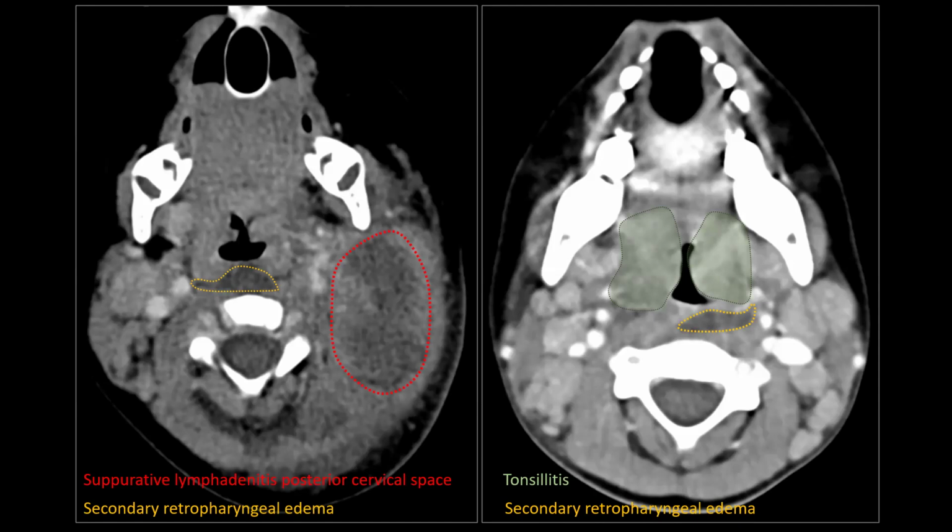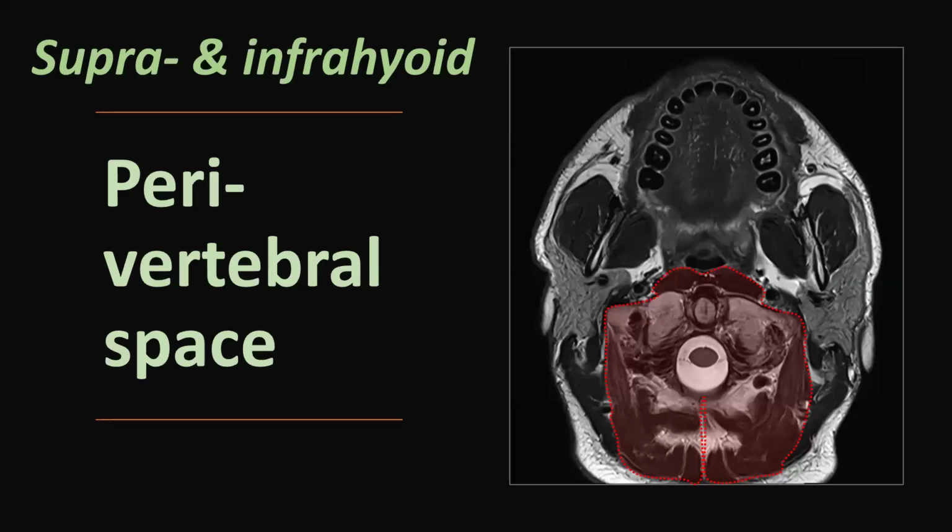The distinction between retropharyngeal edema and a retropharyngeal abscess is very important because a retropharyngeal abscess will need to be drained. Retropharyngeal edema can be left the way it is. The goal here is to treat the cause of the edema. Let's move on to the next space, the perivertebral space.